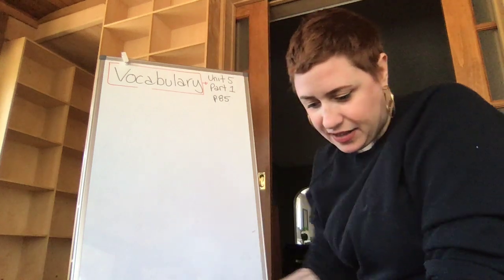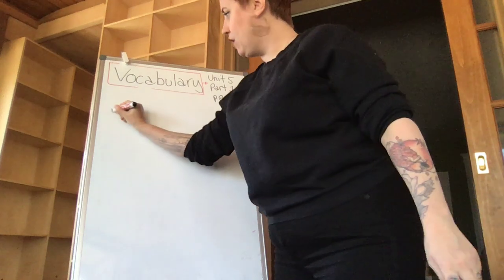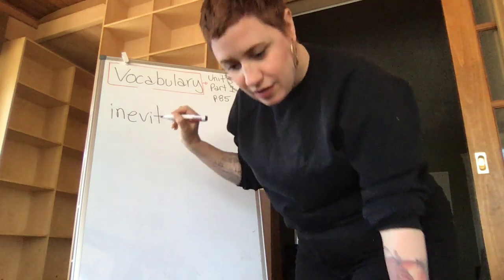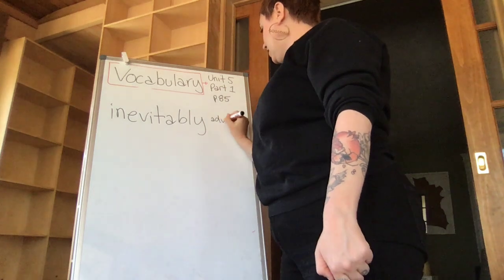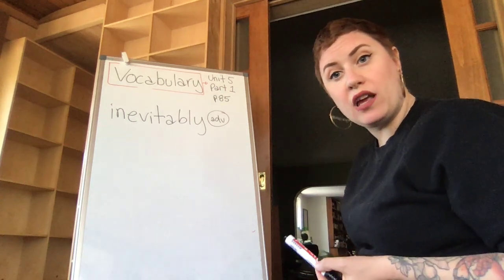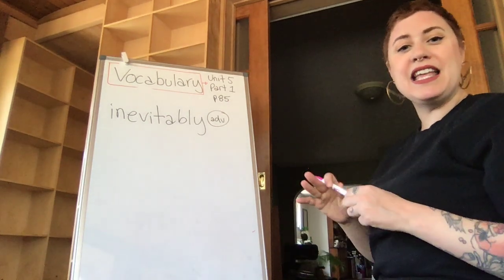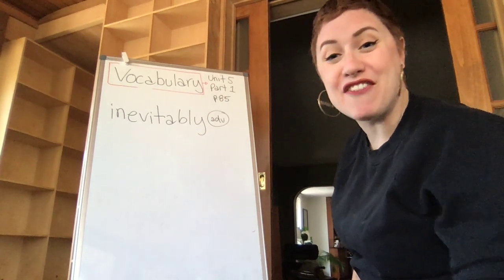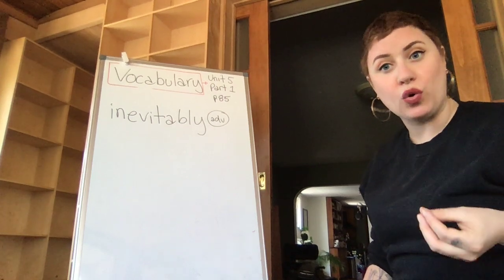Okay, so the next one is still in D, and it is the word inevitably, which I never know how to spell. Inevitably. This is an adverb. So we know that adverbs describe actions, so it's describing how an action will happen. If something is inevitable, that's the adjective, inevitable. If something is inevitable, it must happen. There is no other choice.